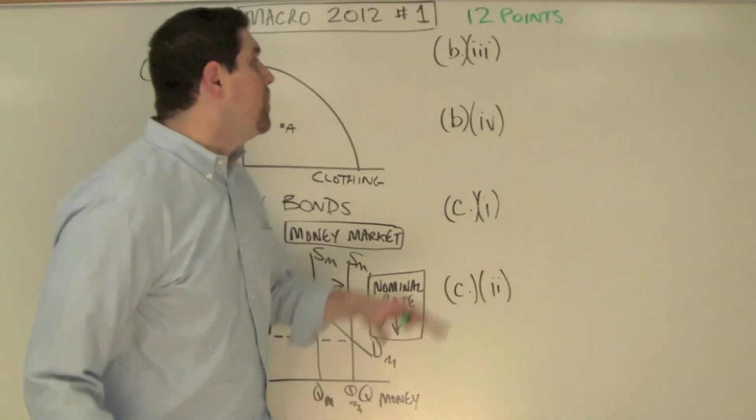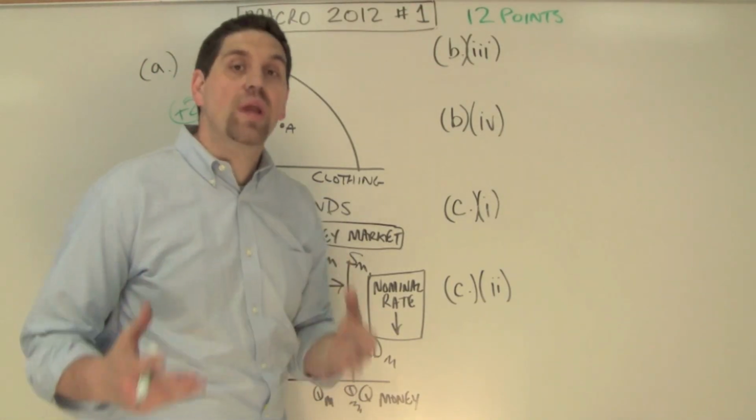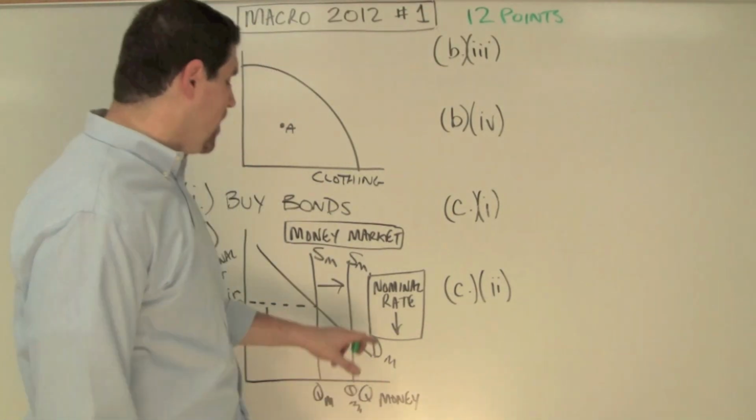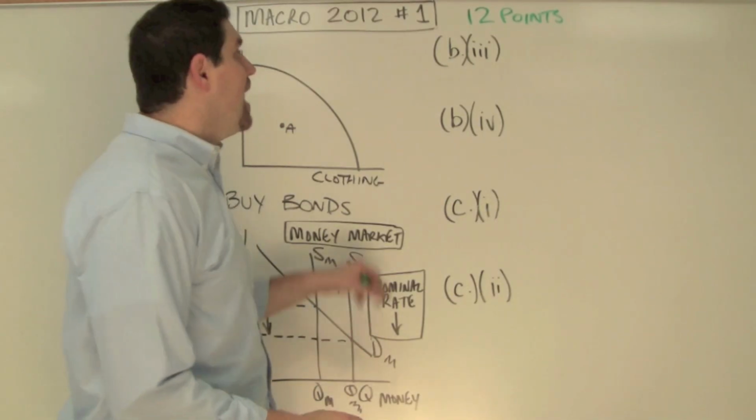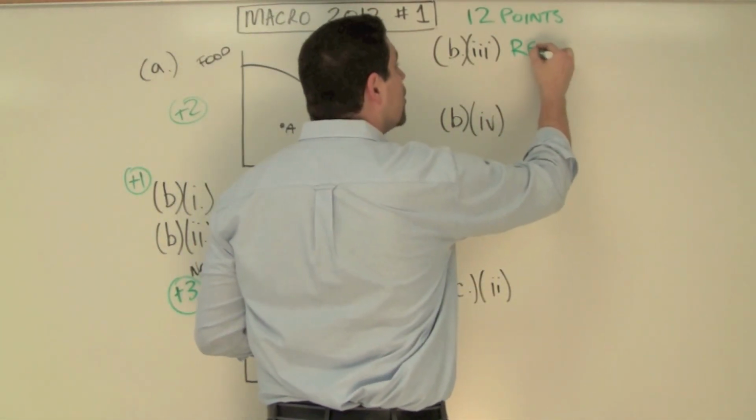How you doing so far? So B3 said that there's no change in price level. What's going to happen to the real interest rate? Well, we know from earlier in the question that the nominal rate is going to go down. And now in B3 it says price level is going to stay the same. And so the real interest rate is going to also fall.